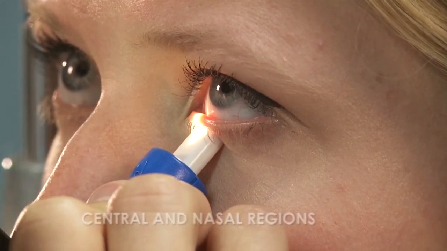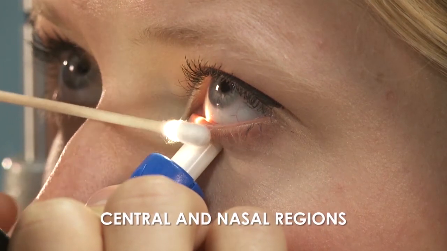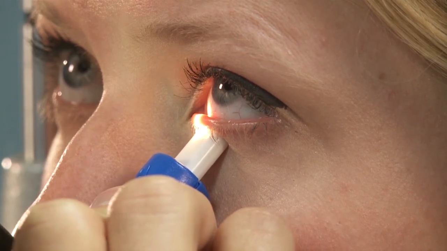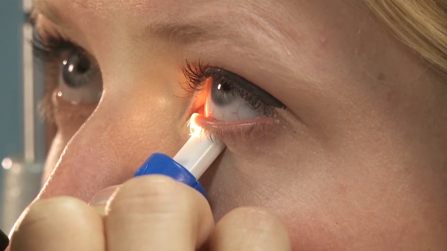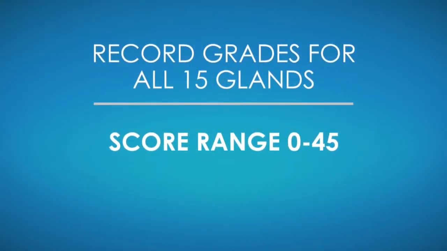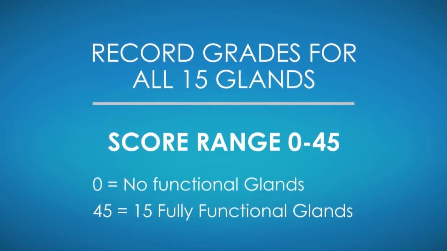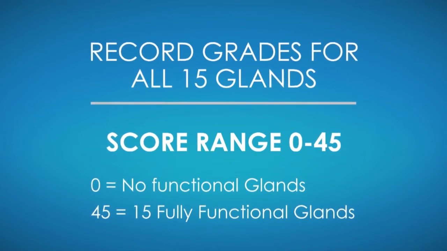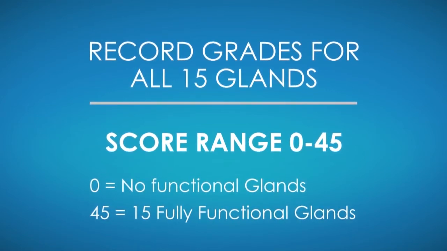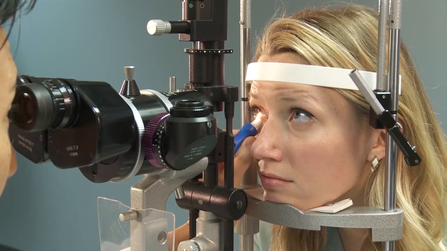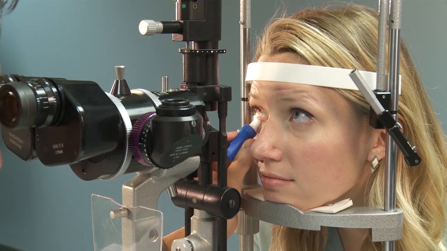Repeat the assessment for the central and nasal regions of the eyelid. Record the grades for a total of 15 glands on the patient's chart. Calculate the total Meibomian gland secretion score by adding the grades for the 15 glands assessed. Record this score on the patient's chart. The total score can range from 0, where there are no functional glands, to a maximum of 45, where all 15 glands evaluated release clear oil. Repeat this process for the opposite eye and document your findings.